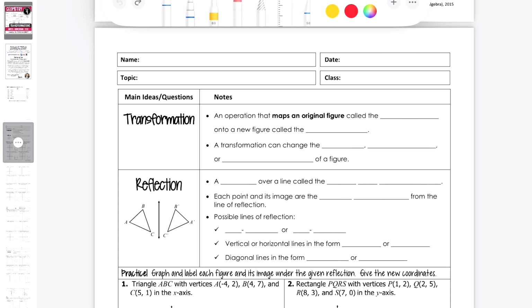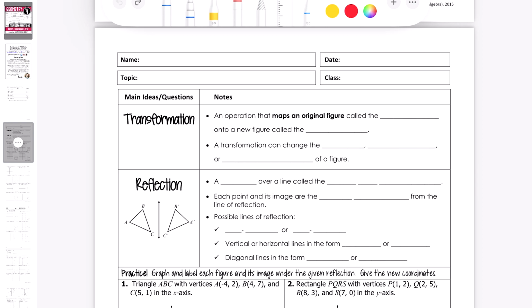All right, so you can see that we're starting the transformation section here. So we're just going to go through and define transformation at the top. Today we're going to focus on reflection, and I'll break this up into a couple of videos just so that it's not a really long video, because we have 3 different kinds of reflections that we're going to take a look at. I also have another notes video that I'll kind of splice in here so you can see.